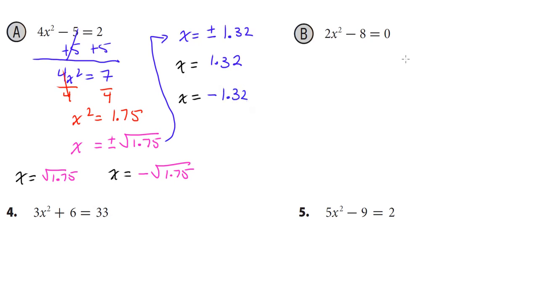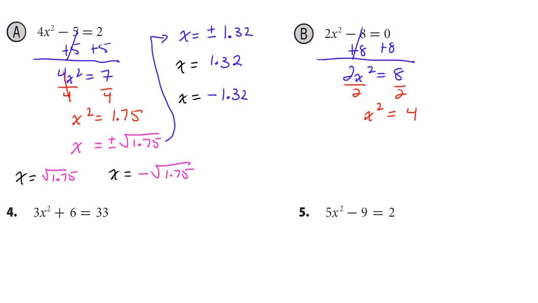All right, let's take a look at our next example here. 2x squared minus 8 equals 0. So first, we're going to get rid of this negative 8. We're going to add 8 to both sides. We end up with 2x squared equals 8. Next, we're going to divide both sides by 2. We get x squared equals 4.